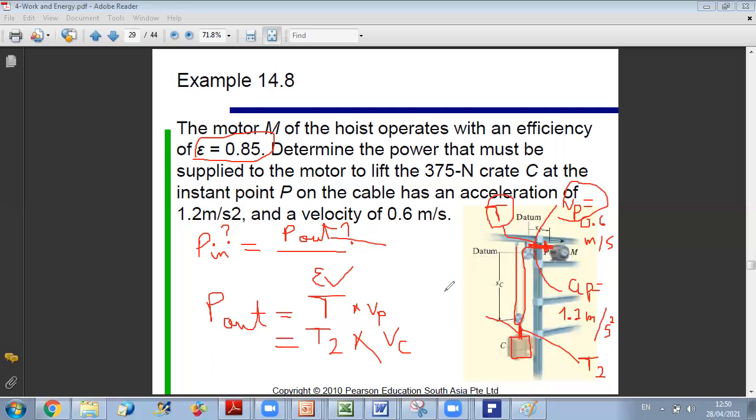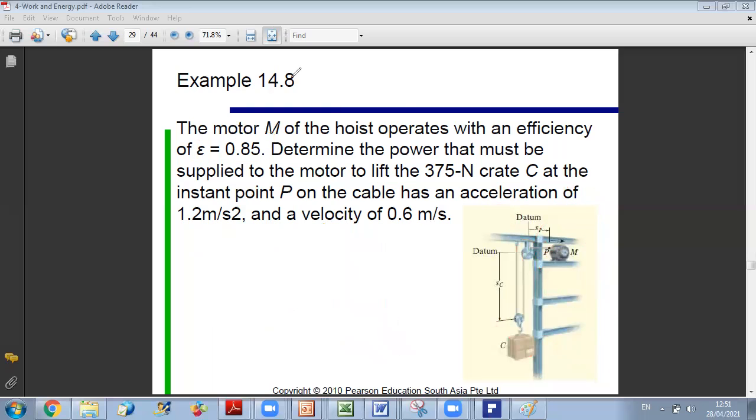So let us say we want to work with T times VP because we know the velocity at P. So all we need now is to find the tension in this cable here in the motor. Okay, so let us say that we want to determine the tension here in this cable. This tension is the same over the cable here.